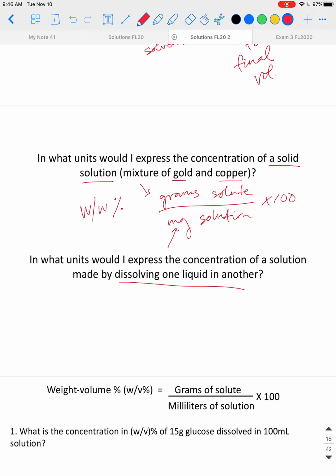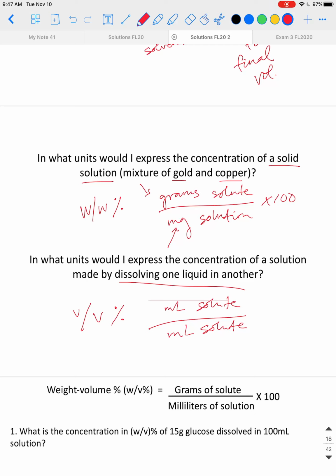Same idea down here, dissolving one liquid in another, we would have a volume per volume percent. Okay, I think there's a really good textbook problem that I'll probably give as a practice problem when we get closer to exam 4, that you will actually calculate a volume per volume percent instead of a weight volume percent. And that is just one liquid mixed in another. Here you're going to have units of, we'd probably do milliliters of solute per milliliters of solution.